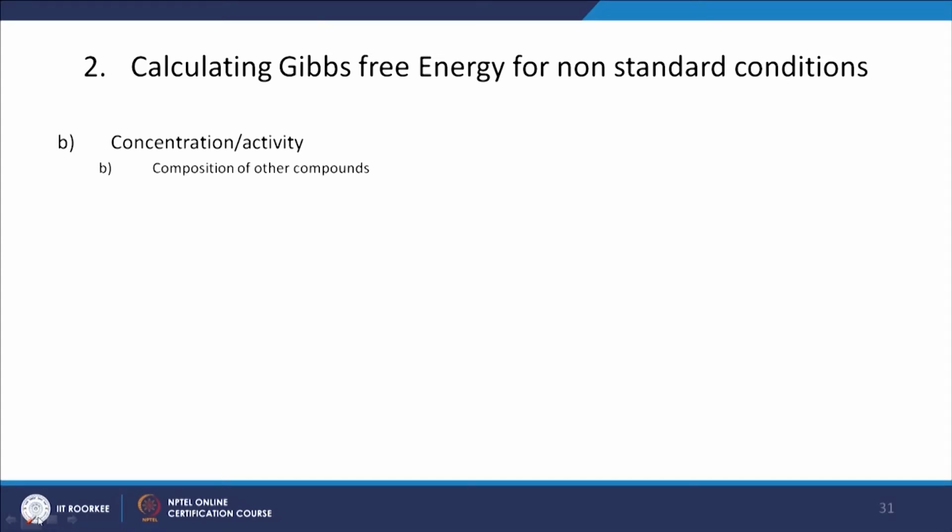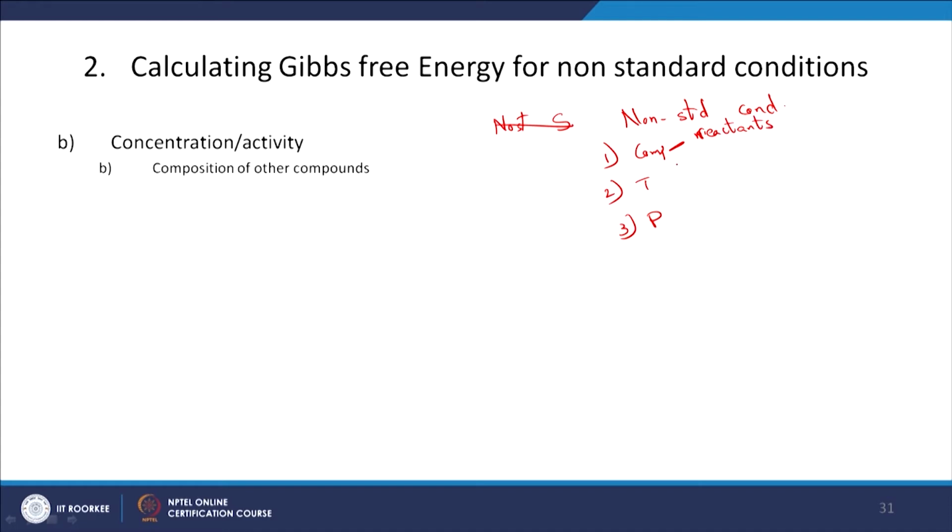So what have we been looking at in the last class? I believe we were trying to calculate the change in Gibbs energy, right? And that too for non-standard conditions. And so there are three aspects that we need to consider in that. And what are they? The composition, temperature, and pressure. So in the last class we talked about composition with respect to the reactants.